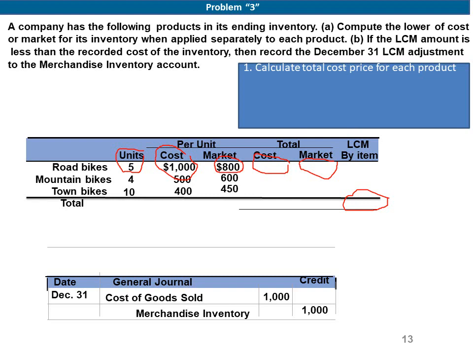So the first step that we need to apply is to calculate the total cost price for each product. In order to get the total price for each product, we will need to multiply the units available of each product times its cost price. So please refer to the first row. We have road bikes. Those road bikes, as you can see, are 5 units. Their cost price, their purchase price, is 1,000. So we will multiply the 5 units times the 1,000 to get a total cost equal to 5,000.